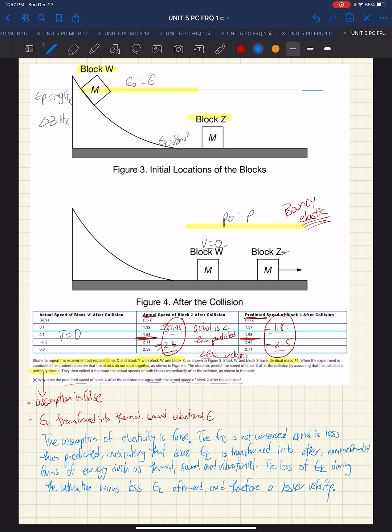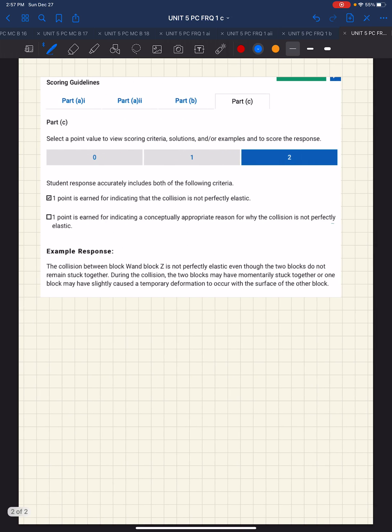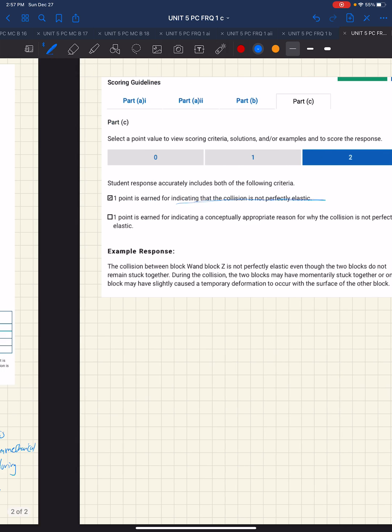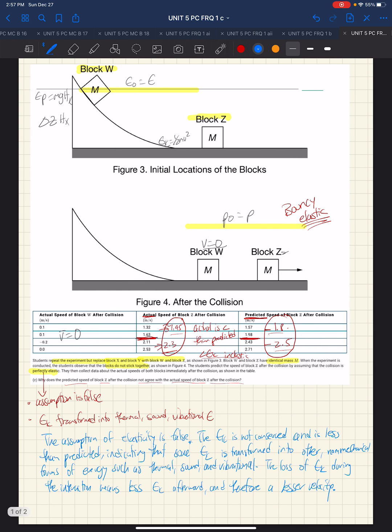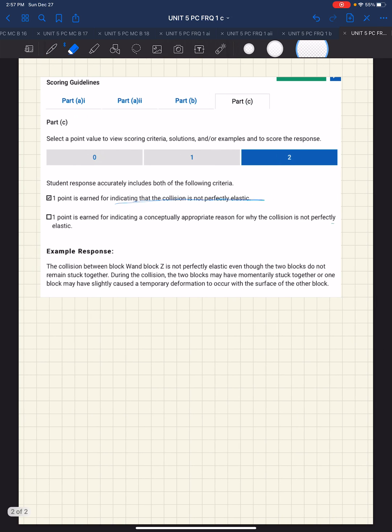Now we'll go and check the scoring guide. Indicating the collision is not perfectly elastic. Good, so we said that. Assumption of elasticity is false. It's not conserved. Good, so we've got that. Indicating a conceptually appropriate reason why the collision is not perfectly elastic. So we look at their sample answer: not perfectly elastic, even though the two blocks do not remain stuck together. Okay.